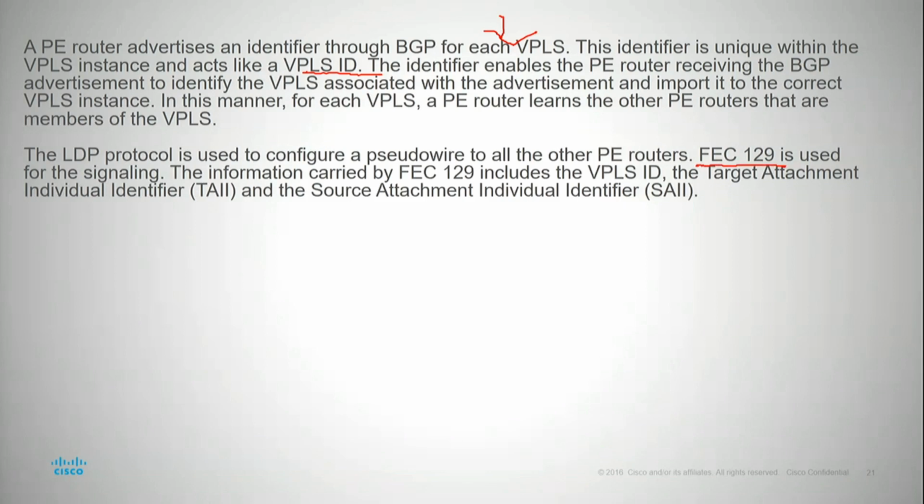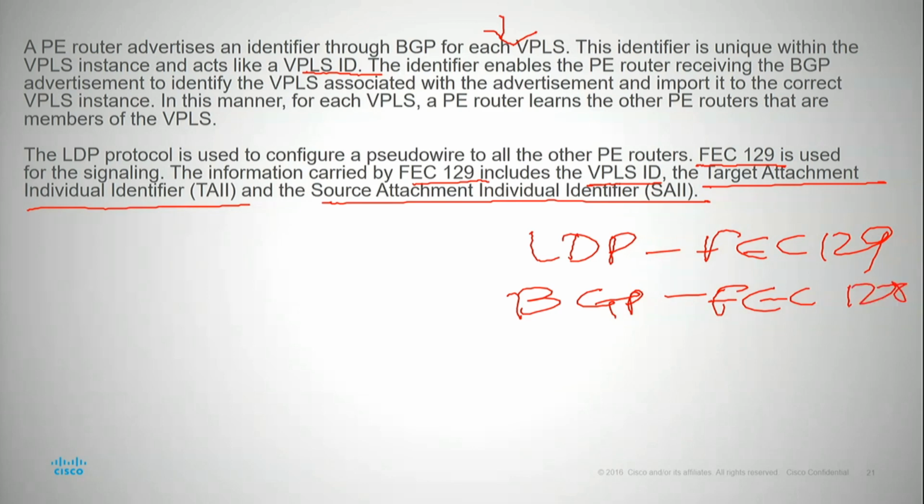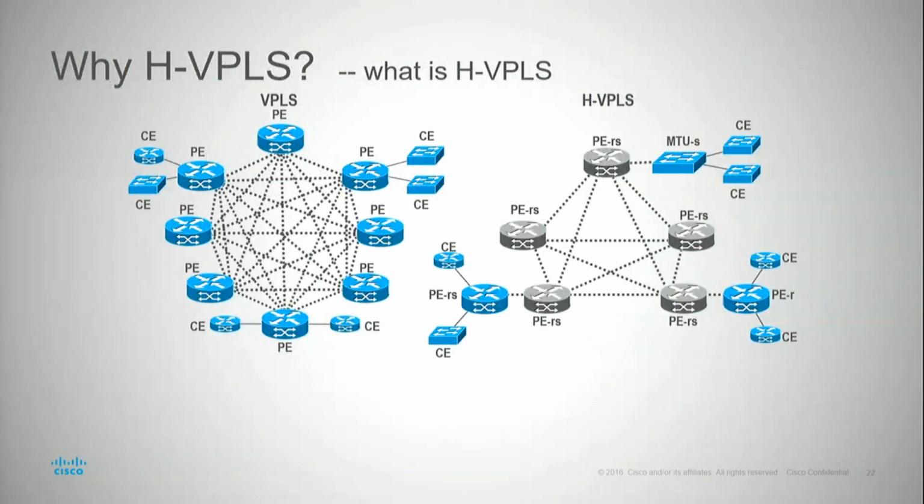FEC 129 is used for signaling. The information carried by FEC 129 includes VPLS ID, target attachment individual identifier, and source attachment individual identifier. So for LDP we are using FEC 129 and for BGP we are using FEC 128. Next is hierarchical VPN.